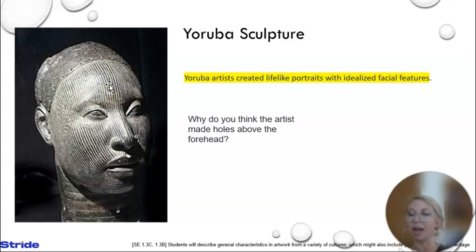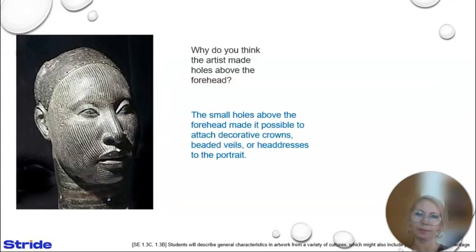Now, students, that is highlighted. Why do you think it is highlighted? Yes, that is correct, because you will see it again. But let me ask you this: see these holes up here in the sculpture's head? Why do you think the artist made holes above the forehead? The small holes above the forehead make it possible to attach decorative crowns, beaded veils, or headdresses to the portrait. I bet those are something.